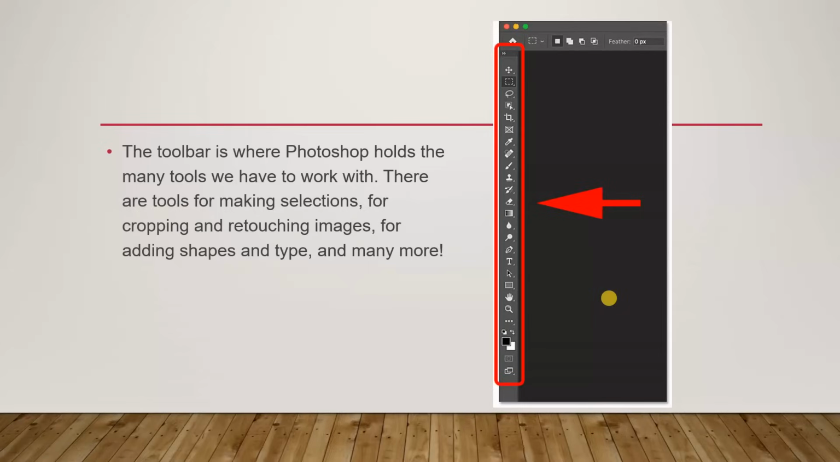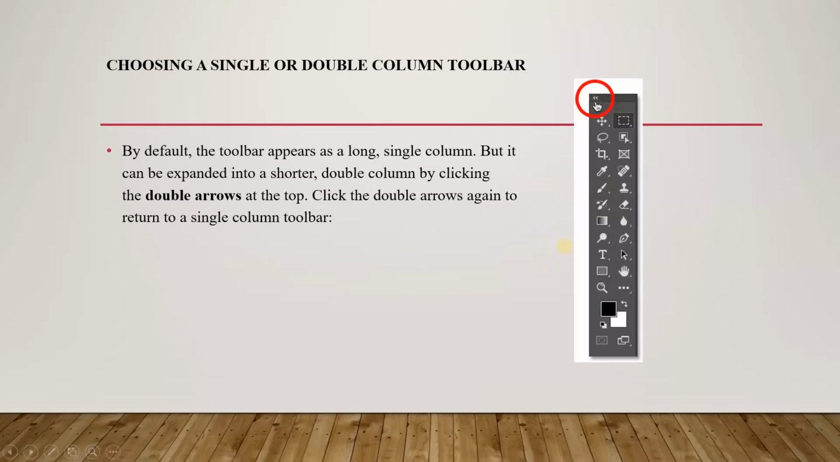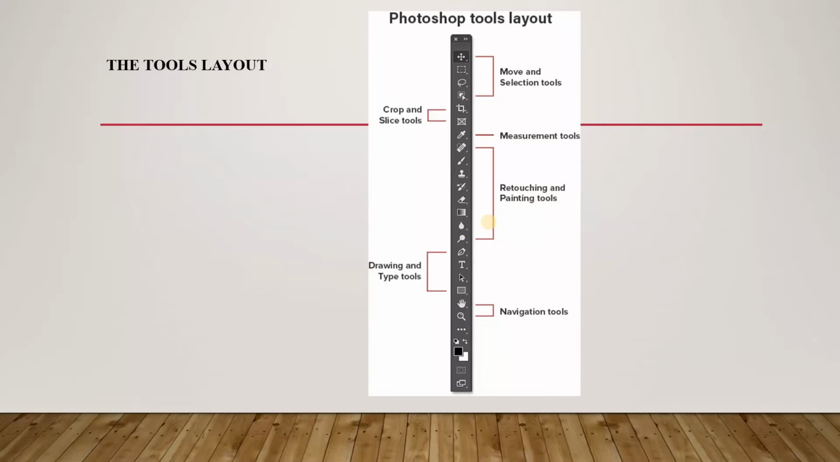In this part you can see the toolbar is located along the left of the screen. It is always displayed on the left side of Photoshop. This is the single toolbar. If you want to see the double toolbar, here is an arrow button. When you click on it, it will convert the single column toolbar into a double column toolbar like this. Okay, so this is the tools layout.